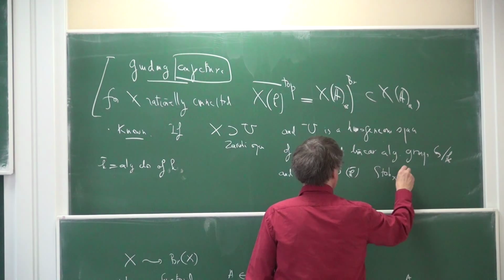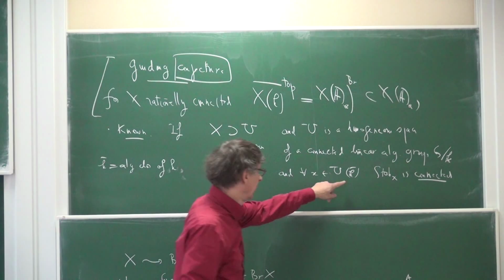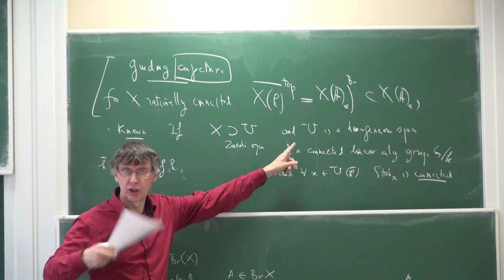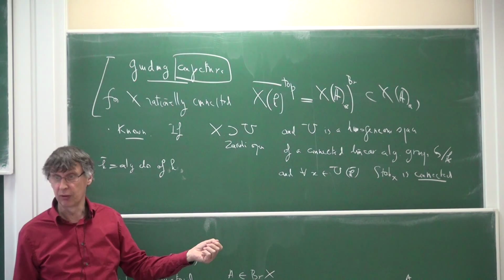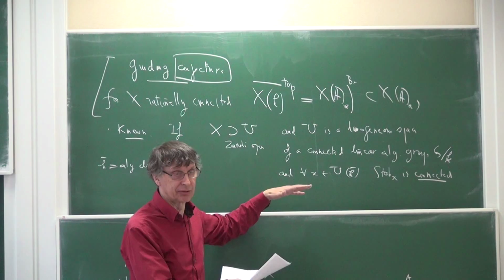Of course, because U is a homogeneous space, G of k bar acts transitively on the points of U of k bar. So the discussion whether the stabilizer is connected doesn't depend on the point you look at. I tend to write small and bad, so tell me if you think it's too small.